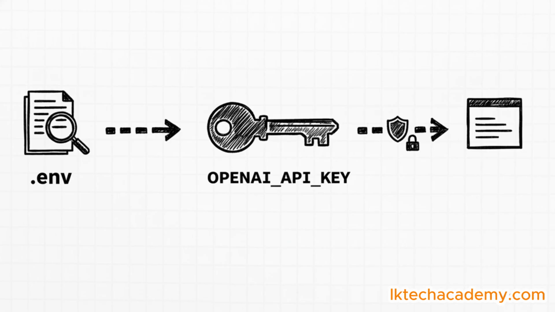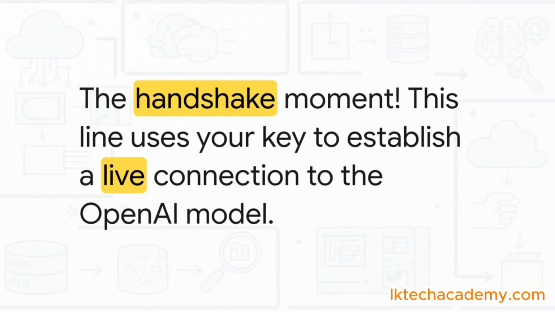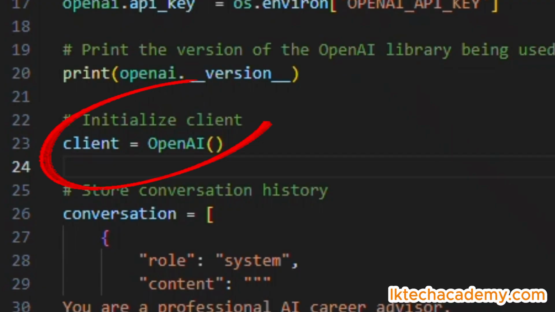Next up, we put that key to work. This little bit of code here tells our script, hey, go find that .env file, grab the secret key from it, and load it up so we can use it. And the best part? It's all done securely, behind the scenes, without ever showing the key in our code. And this is the handshake. This one little line of code, client equals OpenAI, takes our key and opens up a live connection to the OpenAI model. With this one line, we are officially plugged in and ready to go.